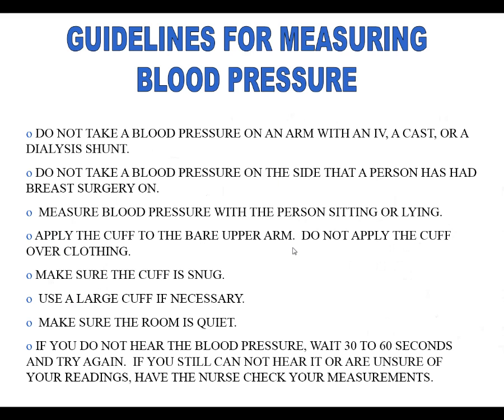Guidelines for measuring blood pressure. We do not take a blood pressure on an arm that has an IV, a cast, a dialysis shunt, or if there's been a mastectomy on that side, if we possibly can. Also, if they've been laying on that side or they've been leaning, there's been a lot of pressure on that side, we want to try not to use that arm, because it can change the flow of blood in the arm. We want to try to take a blood pressure sitting up as much as possible.